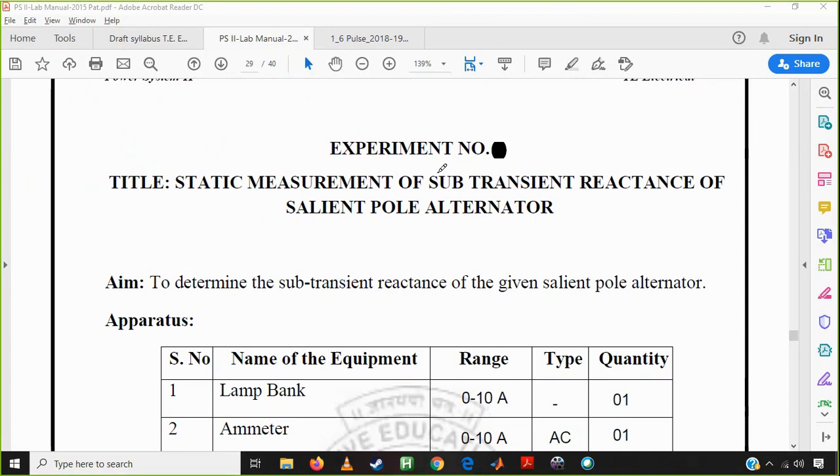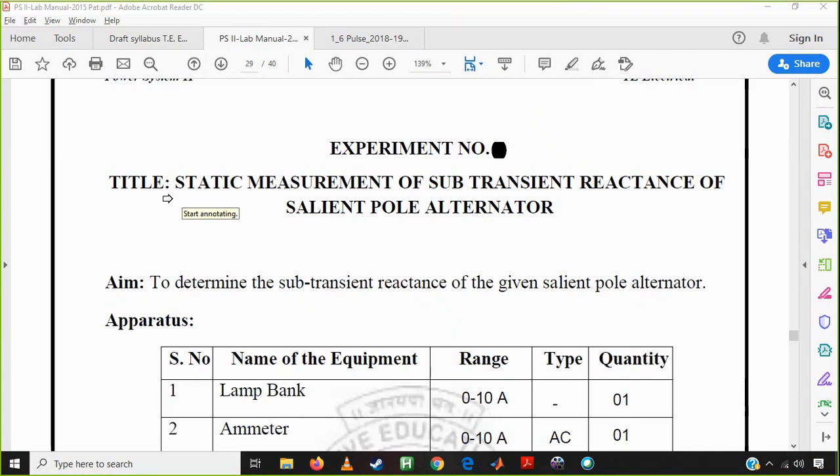of the alternator. So why are we required to calculate subtransient reactance? Basically, when a dead short circuit happens at the terminal of the alternator, a huge amount of current flows in the alternator. So to limit that current, we have the subtransient reactance.